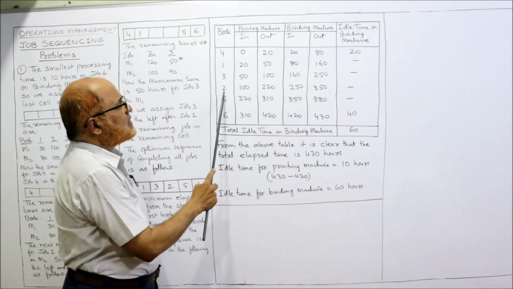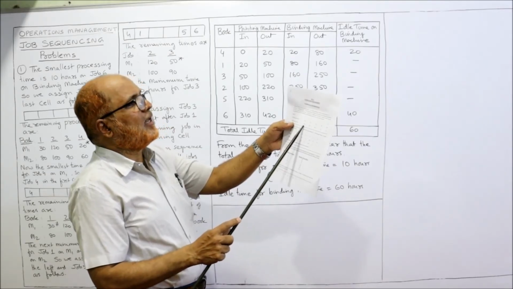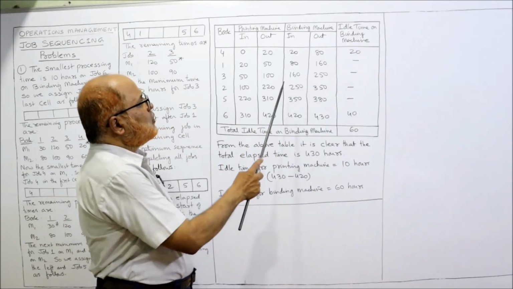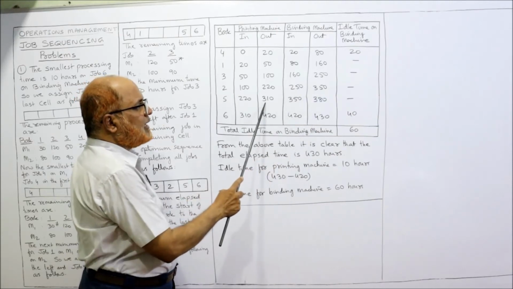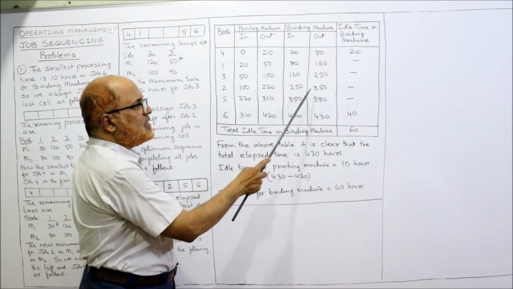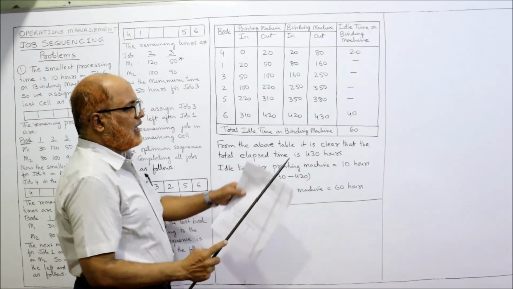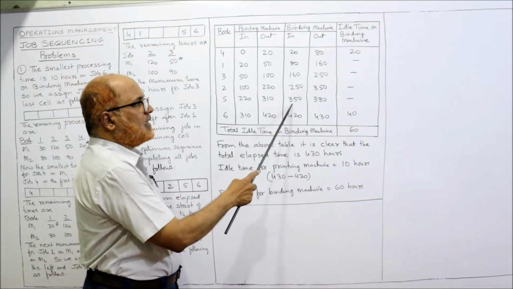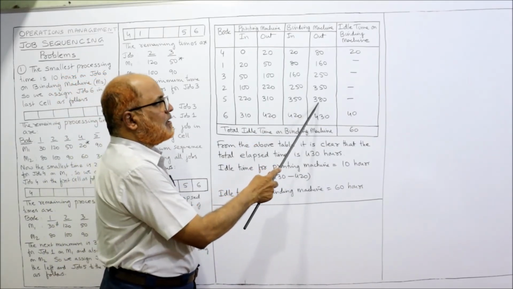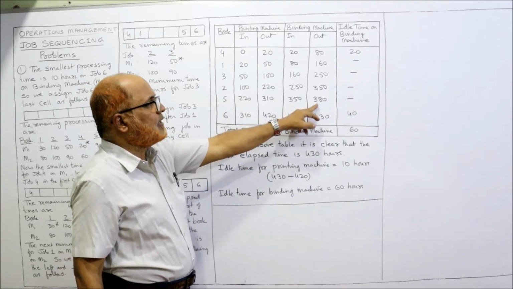Now what is the time for second book on binding? Second book on binding is 100. So 250 plus 100 is 350. Now 350 or 310, whichever is higher, 350 is higher. Start from 350. So fifth book binding 30 hours. So 350 plus 30 is 380th hour. At 380th hour, this fifth book was completed.